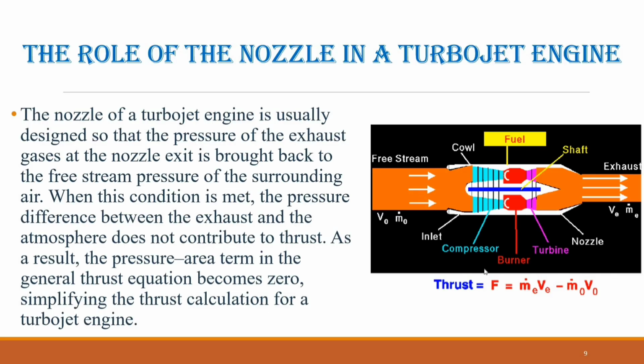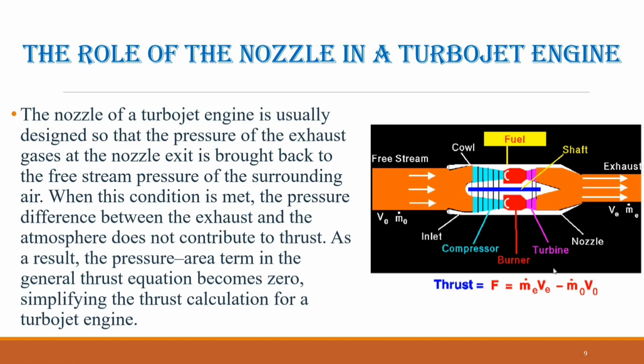The thrust of a turbojet engine is equal to the mass flow rate of air multiplied by its velocity at the engine exit minus the mass flow rate of air multiplied by its velocity at the engine inlet. This equation shows that thrust depends on the change in momentum of the airflow as it passes through the engine. The thrust equation contains two distinct terms.